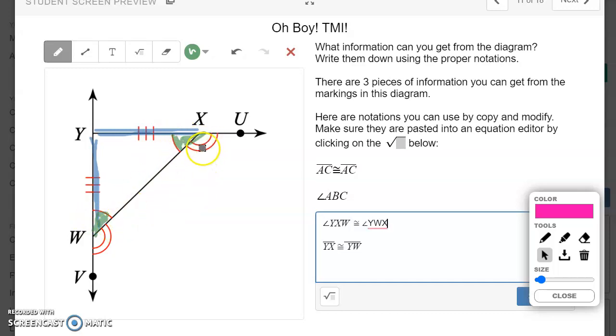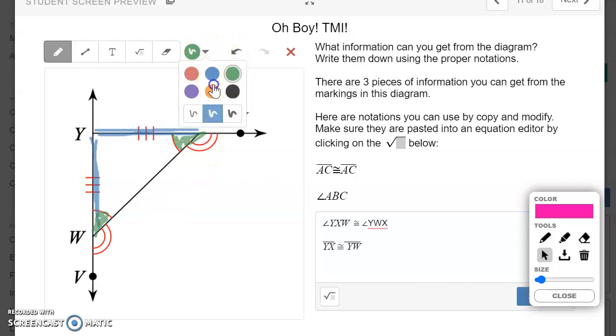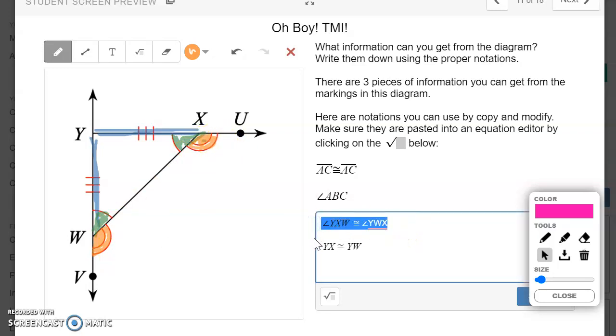And then we have yet another set of angles that are congruent. We have this angle and this angle. The two yellow angles are congruent. How do I know? Because they have the same number of arc symbols. I have two arc symbols here, two arc symbols here. So I'm going to copy this because it's going to be very similar in format.